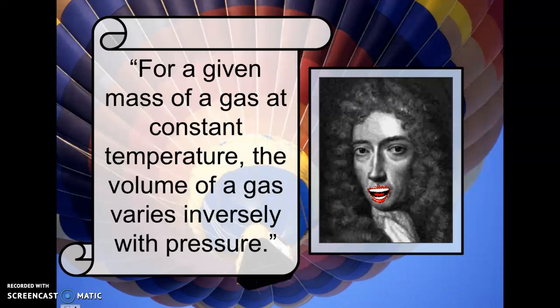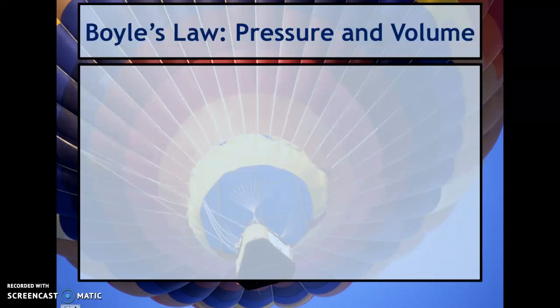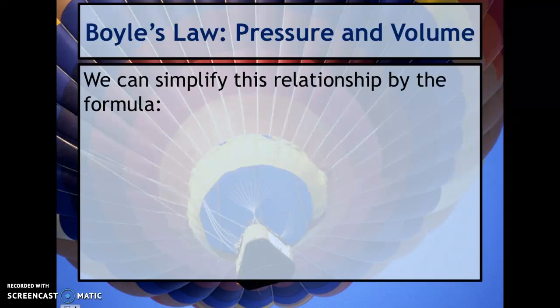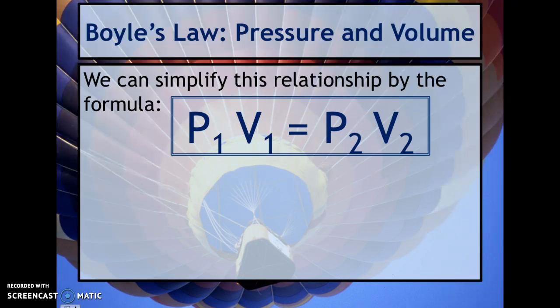For a given mass of gas at constant temperature, the volume of a gas varies inversely with the pressure. Boyle's law, which deals with volume and pressure, or pressure and volume, can be summed up mathematically. We can simplify this relationship by the formula P1 times V1 equals P2 times V2, or pressure 1 times volume 1 equals pressure 2 times volume 2.